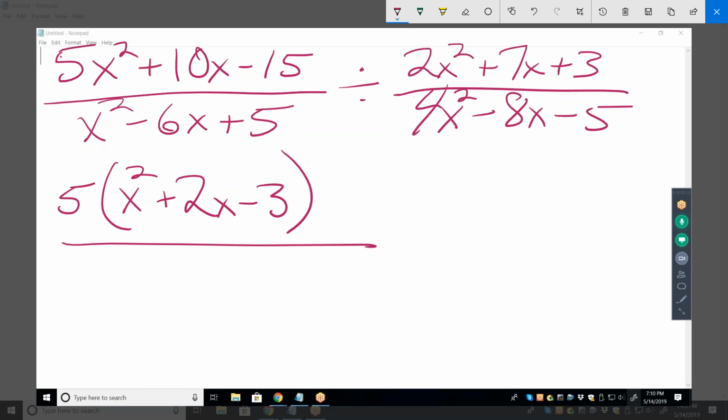Just factor the bottom real quickly for me. There's no greatest common factor in the bottom, so I can factor it. So it'd be both negative signs, and it would be negative 3.